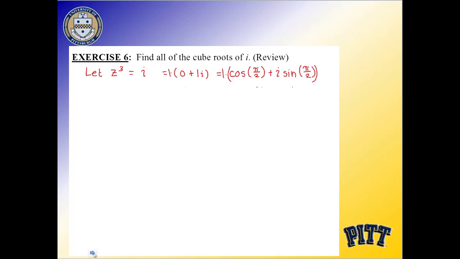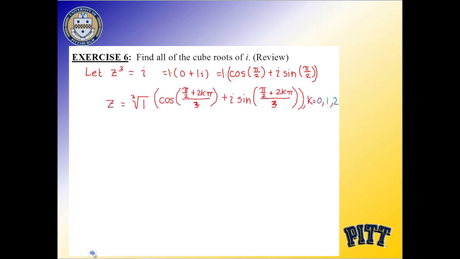I already forgot how to pronounce it. De Moivre's theorem, which basically says that if I want to do the root of this to figure out what z is, I'm going to do the cube root of 1 times the cosine of the original angle pi over 2 plus 2k pi all over 3, which is the root number, plus i times the sine of pi over 2 plus 2k pi all over the root number 3, where k equals 0, 1, and 2, because we always start at 0 and then go to 1 less than my root value number, which is what we call n.